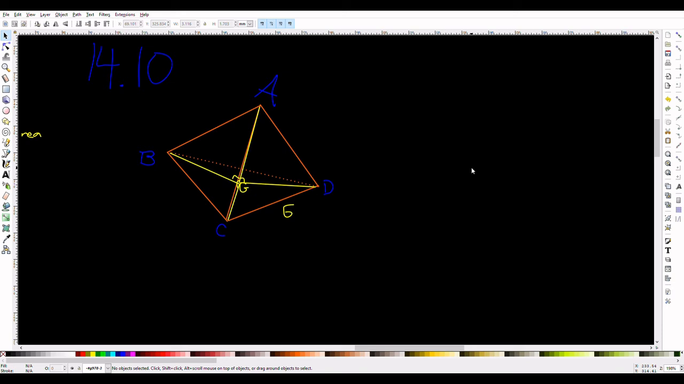First, what kind of triangles are triangle AGB, triangle AGC, and AGD? Now, G here is the center of our base. I already have it marked out for you, but we're told it's a right regular tetrahedron. And that means that AG is perpendicular to any other point on the base. So each of those is a right angle.